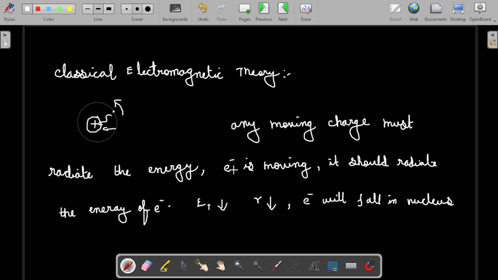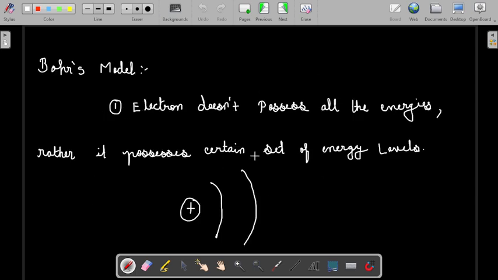According to this theory, if the electron loses its energy and falls into the nucleus, then the element or substance will not be stable and will not withstand. So we clearly came to know that this theory is wrong. After that, the scientist Bohr came and proposed three laws, not a single law. Three basic fundamental laws.